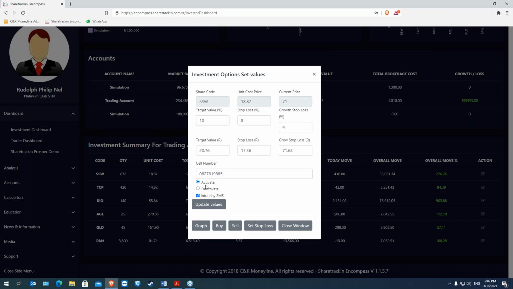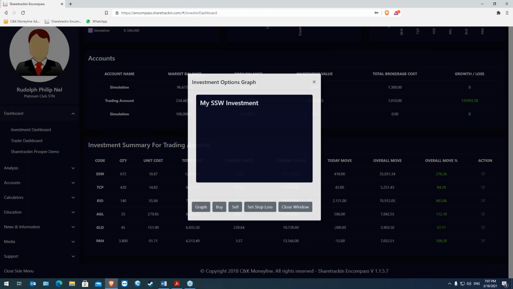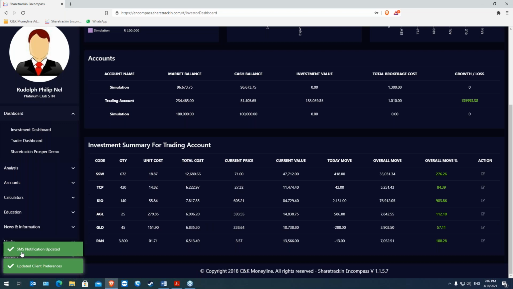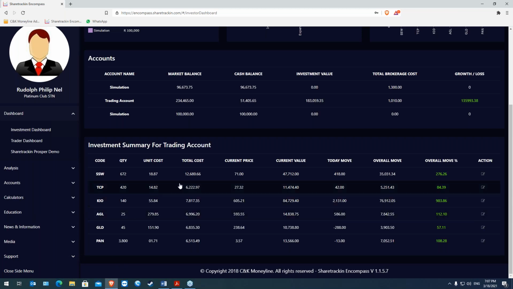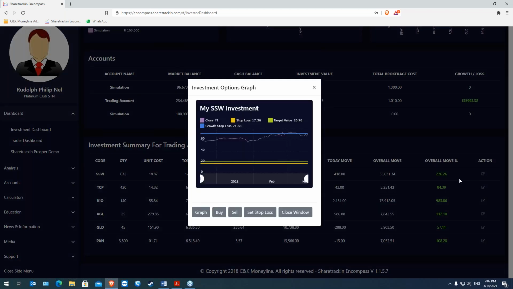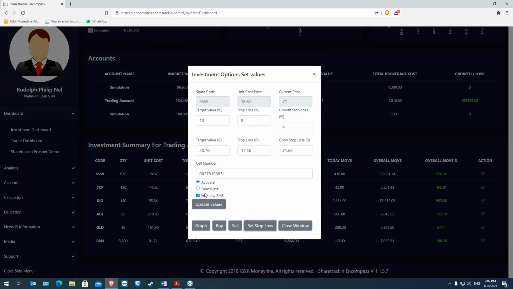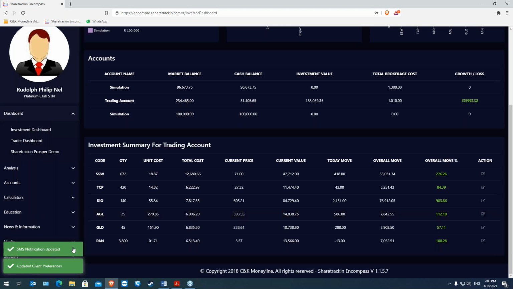Once I've set up my SMS notification, I can just say update values. Once I say update values, it will set my SMS: SMS notification updated and updated client preferences. Now my SMS is updated. If I want to remove that from the SMS system, just go back to action on my right hand side, go to set stop loss, and then simply click on deactivate and untick, and then say update values. Then it's going to remove that SMS from that share.